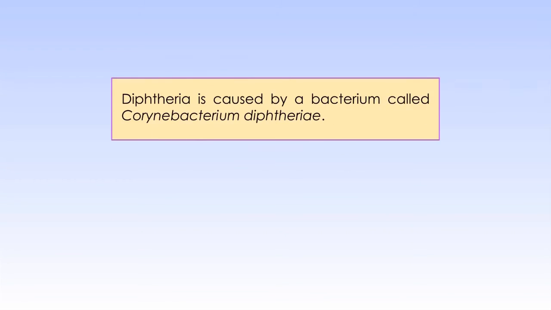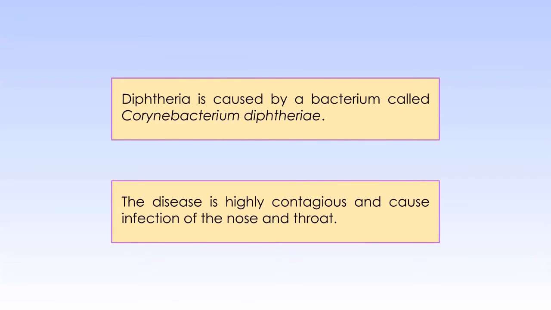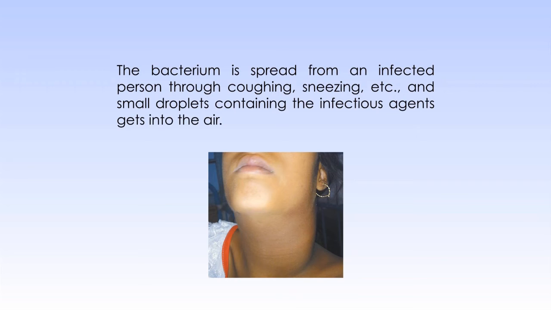Now we'll see human diseases that are caused by bacteria. The first one is diphtheria. Diphtheria is caused by a bacterium called Corynebacterium diphtheriae. The disease is highly contagious and causes infection of the nose and throat. Some strains of the bacterium produce toxins, and it is these toxins that cause the most serious complications of diphtheria. The bacterium is spread from an infected person through coughing, sneezing, etc., and small droplets containing the infectious agent get into the air.